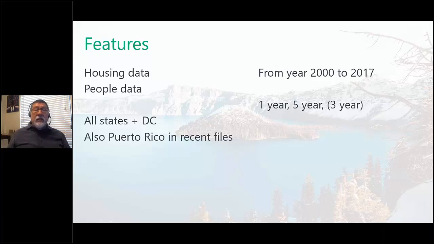They have all states plus DC from the beginning, from 2000. At some point, and I can't remember when, they started adding Puerto Rico to each of those files. They gather the samples for a whole year. So as they're doing their surveys for a whole year, they put those into one file. They also take 5 years worth of files and put them into another set of files. And then finally they have 3-year files. I think they did those for a short period. They're not doing them anymore.